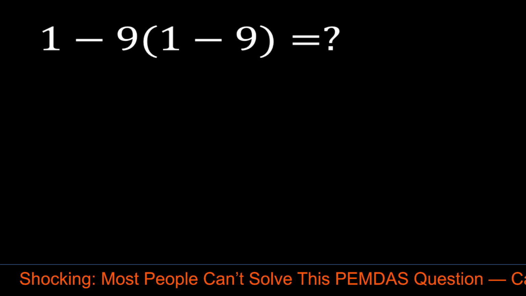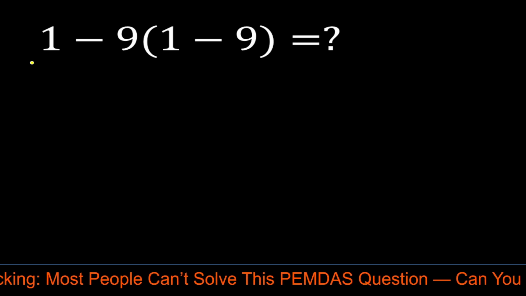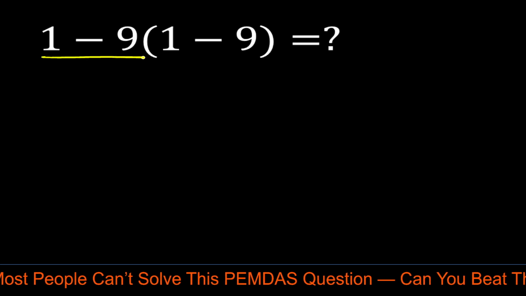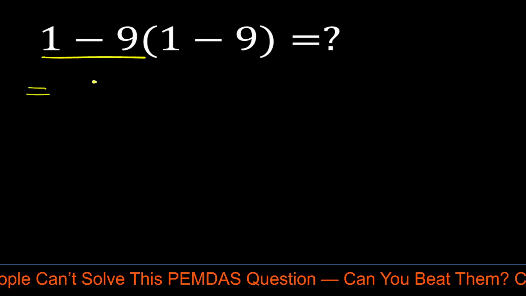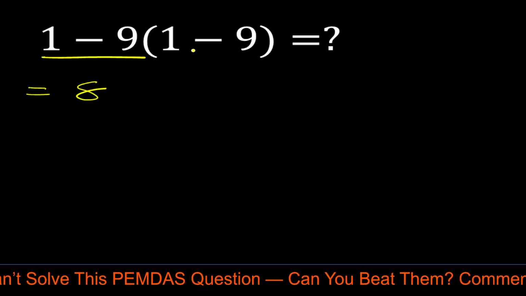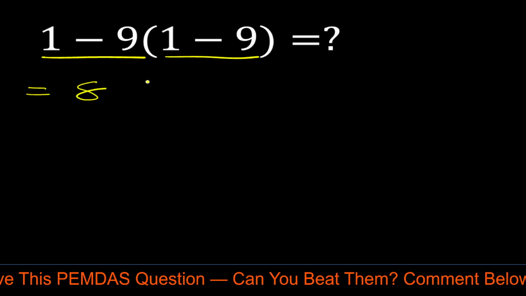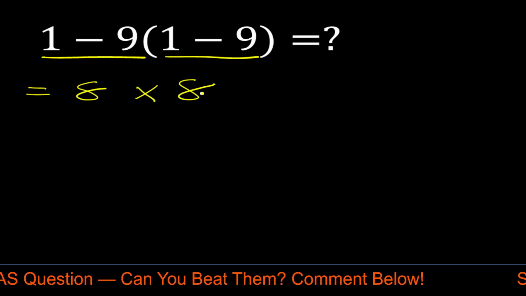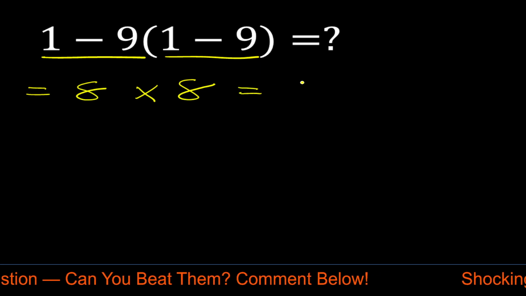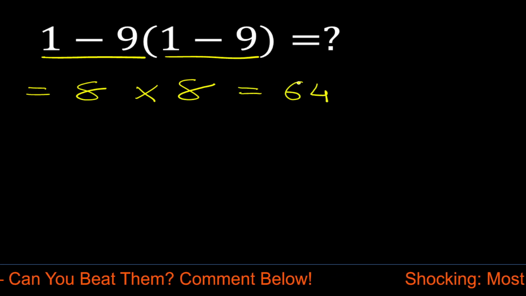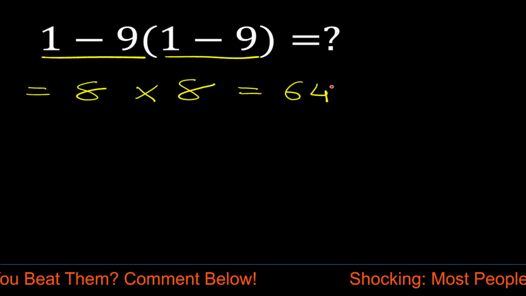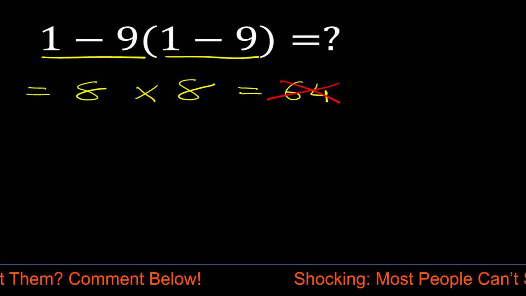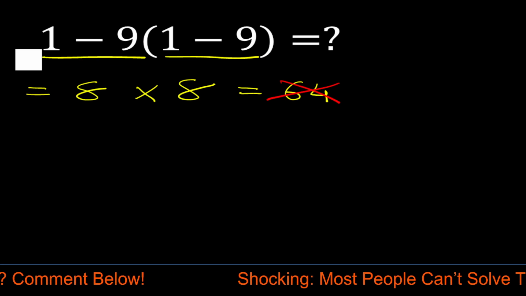So most people solve this question like 1 minus 9. So 1 minus 9 is equal to 8, right? Then again 1 minus 9. So 1 minus 9 is equal to also 8. Now 8 times 8. So 8 times 8 is equal to 64, right? But this answer is not correct. This answer is completely wrong.